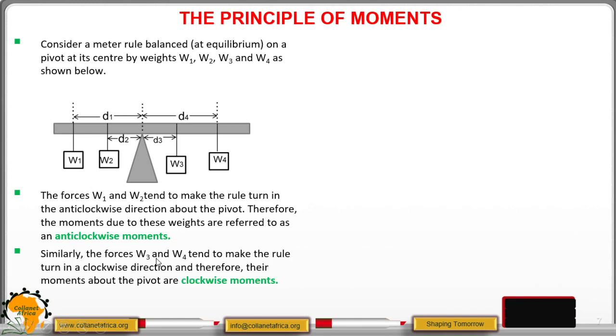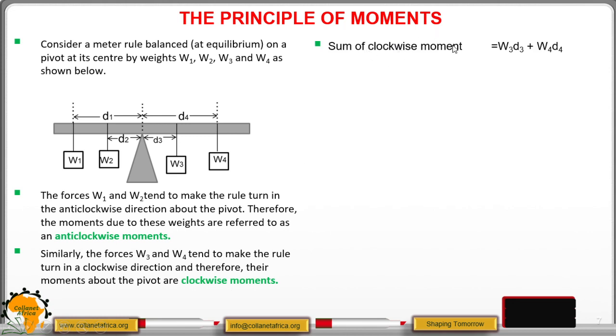And also, we have W3 and W4, which will tend to make this ruler turn in the clockwise direction, and therefore they produce what we call the clockwise moment. So if, for example, we remove this one and this, it means that this ruler will turn in this direction, going down like this. So it means that direction is the clockwise direction, and therefore the moment produced is called clockwise moment.